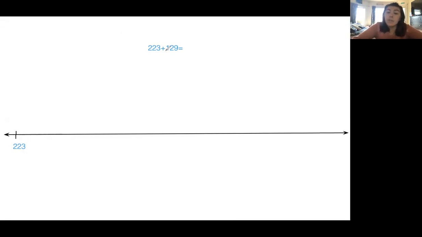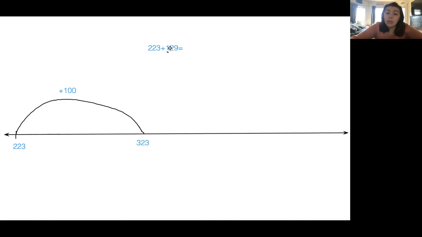So I'm going to jump first by 100. So I'm going to jump 100. Ooh, that's a big jump. And up here, I'm going to do plus 100. So I'm going to make sure we label our jumps, so we remember what we jump by. So when we go at the end, it's easy for us to see. Okay. So what's 100 more than 223? It's 323. We just changed that hundreds digit up from a 2 to a 3 to get 323.